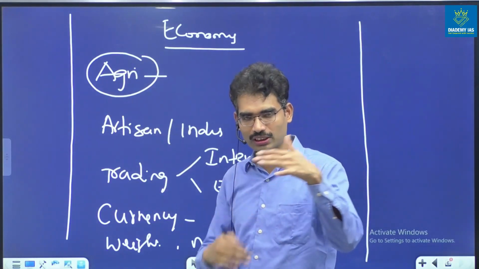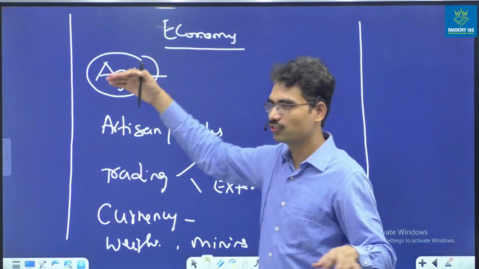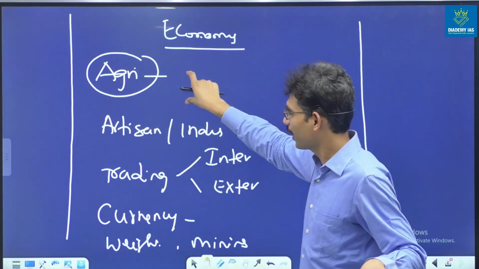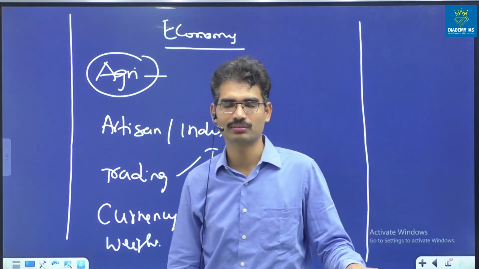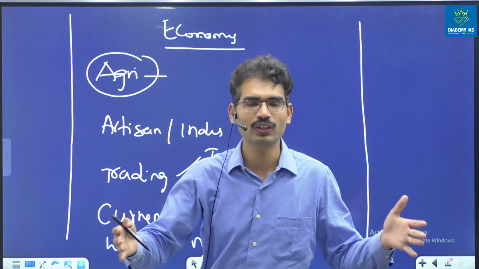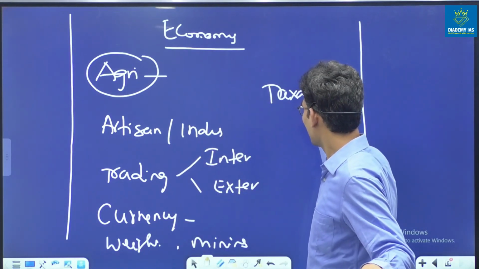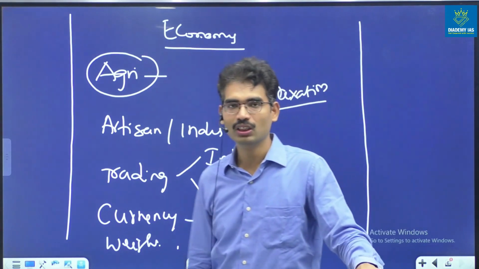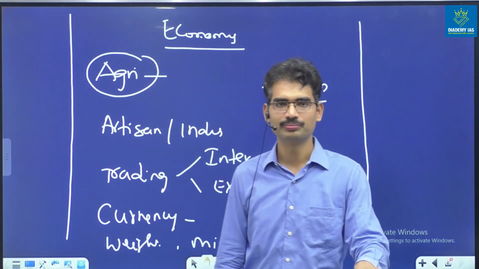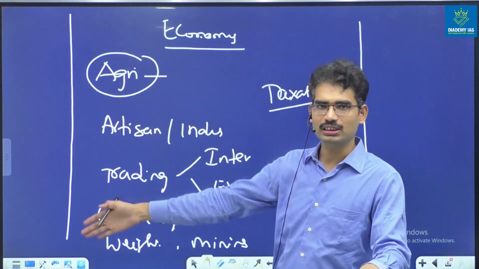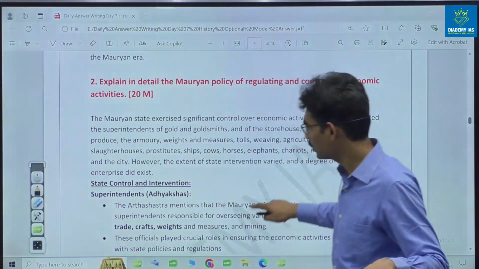Depending on the question, if you divide four pages, you can write a few paragraphs about agriculture, a few about artisans, trading, currency, weights and measures, and taxation. Everything is important for the Mauryan state to raise taxation so that it strengthens the economic condition of the empire. That's what you need to highlight, one after the other. So that is what the question is about.